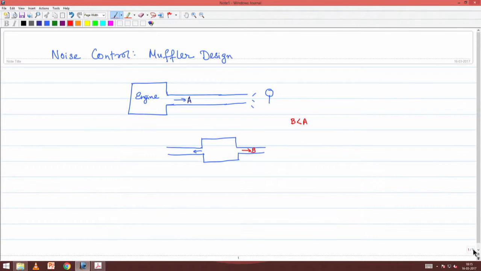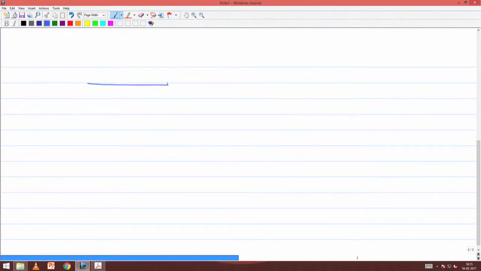But yet we will see that in this framework there is an impedance mismatch which gets introduced, and let us see how we analyze this problem. So, I think we can do that on the next page. We are going to analyze a simple expansion chamber muffler.